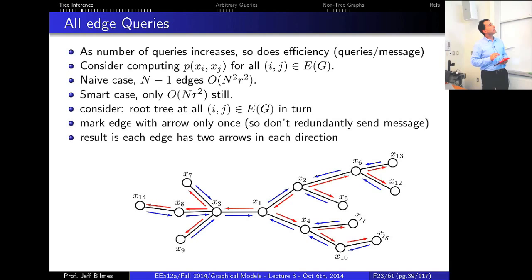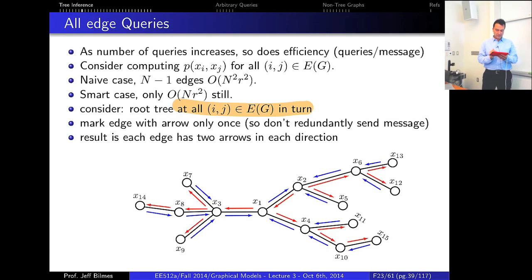Right? I'm claiming that, even though it's not a function of k, we can reduce that to order n r squared. And the reason essentially is that as the number of queries grows, the efficiency of this also grows. The efficiency is sort of measured in number of queries done per message. The efficiency grows as the number of queries that you want grows. And the way we do this is the following. We root the tree, at least intuitively at all edges.